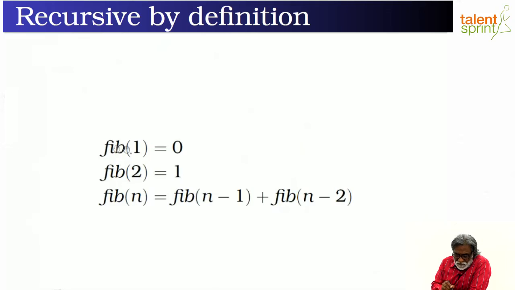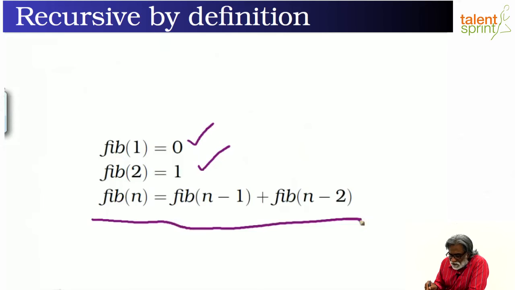After that, each term is the sum of the two previous terms. Let's look at it. The first term is 0. Okay, we understand that. The second term is 1. We understand that. We need to specialize into two terms because we are defining from the third term onwards. Each term is the sum of two previous terms. So we need two separate definitions for this recursive definition to work.